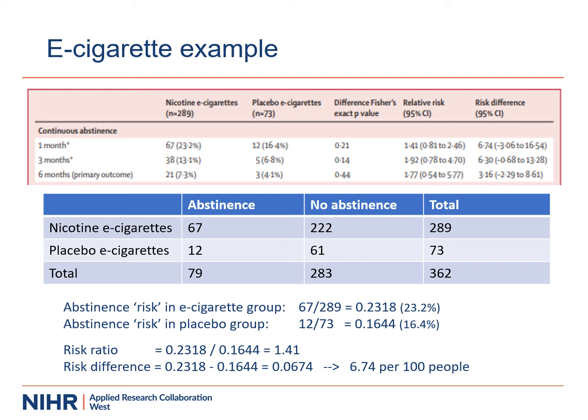And then the risk ratio is simply the 0.2318 divided by the 0.1644, which gives us a risk ratio, or relative risk as they've called it, of 1.41. And then the risk difference is one minus the other, which gives us 0.0674, which is equivalent to 6.74 per 100 people, which is what they've presented here.